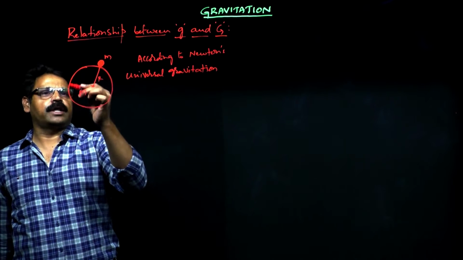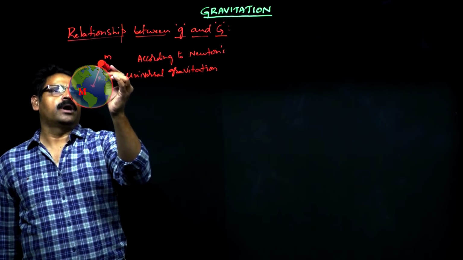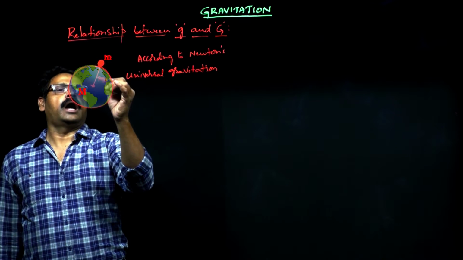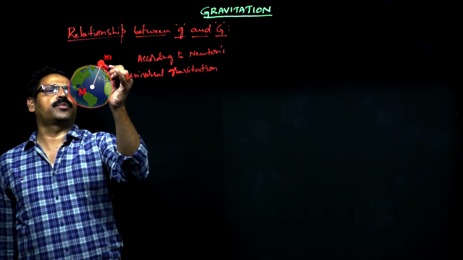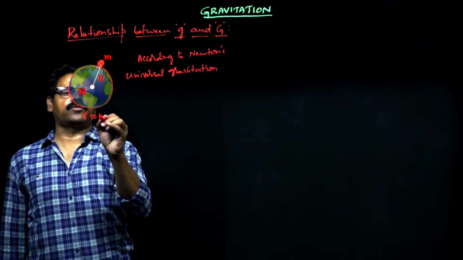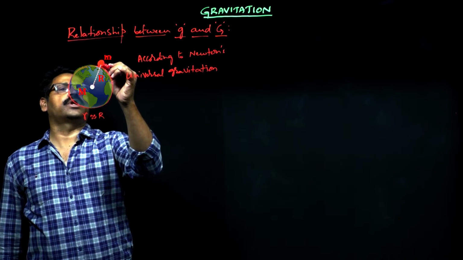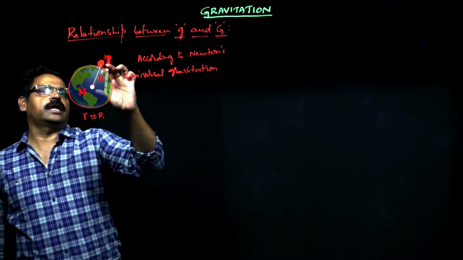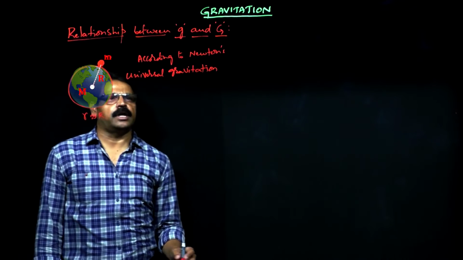For that sake, what I have done is I have taken Earth. Mass is given by capital M. On the surface of the Earth, a small body of mass small m is kept, and now the distance from the center of the Earth to the center of the body is, let us say, some small r. So see here, r is approximately equal to capital R, because the radius of this body is negligible as compared to the radius of the Earth. That is the reason the net distance from the center of the Earth to the center of the body can be considered as capital R.